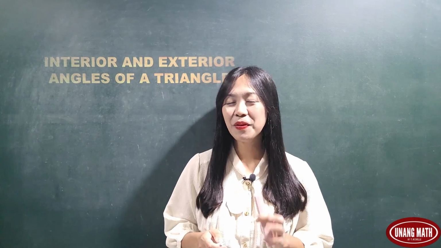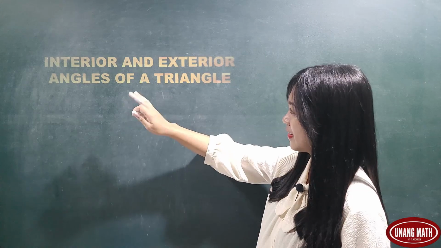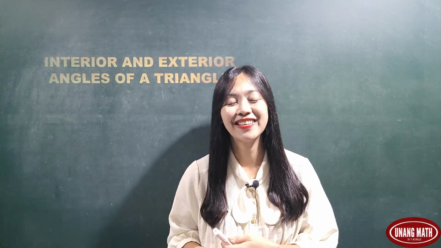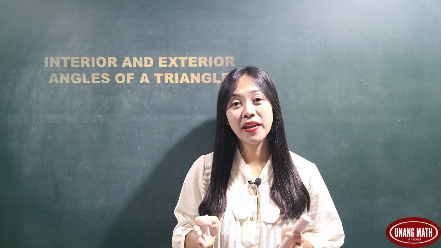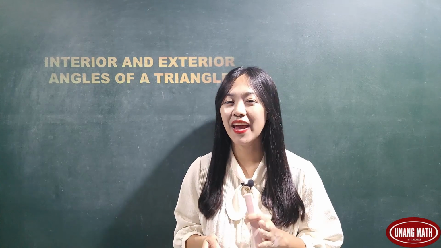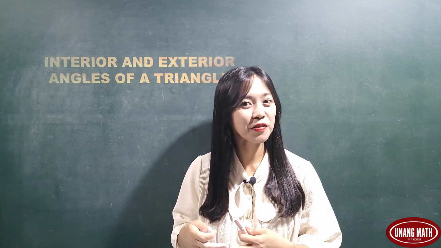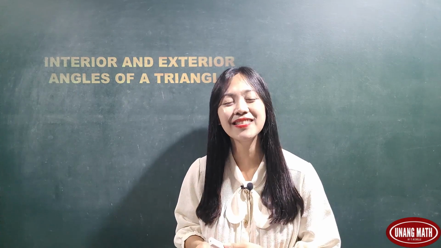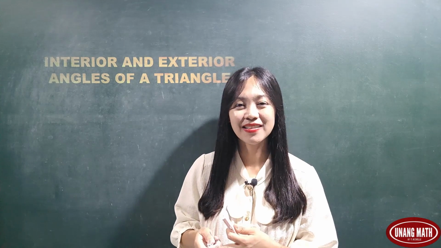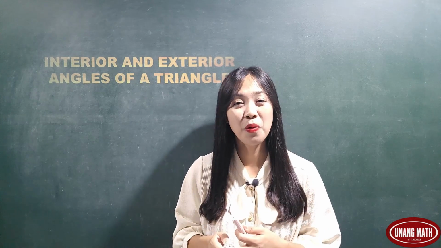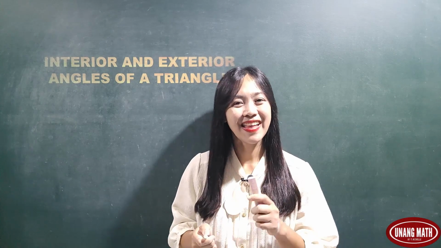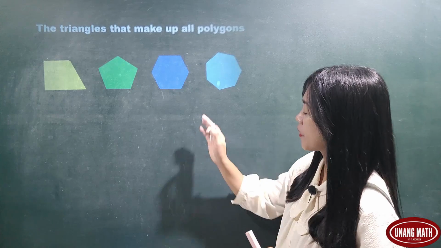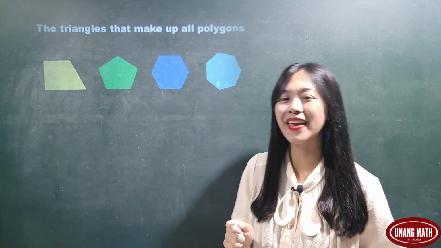For this episode, our lesson is about interior and exterior angles of a triangle. Polygons are made up of triangles. In this episode, I will be explaining the property of the interior angles and exterior angles of one of the most basic shapes, that is triangle. I just mentioned that polygons are made up of triangles.